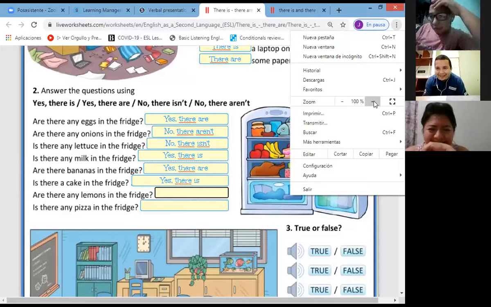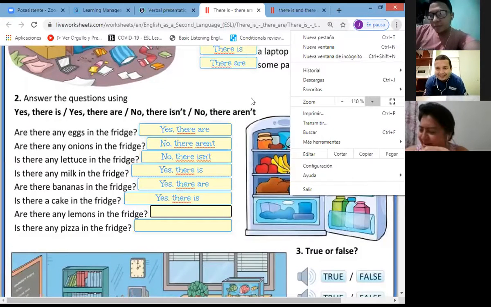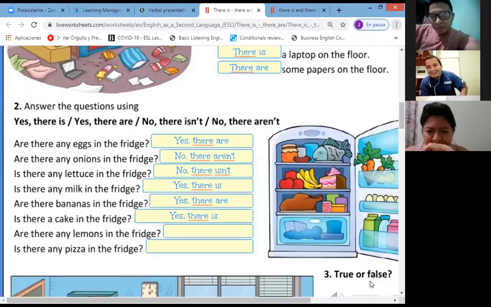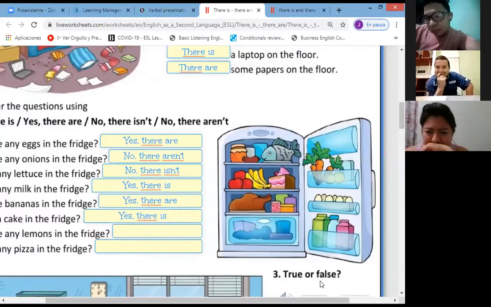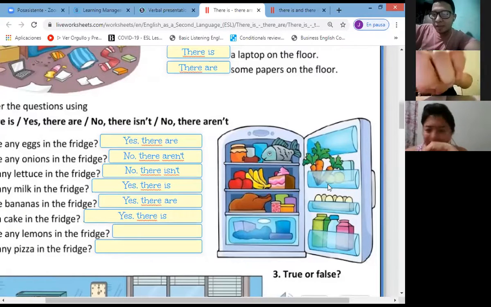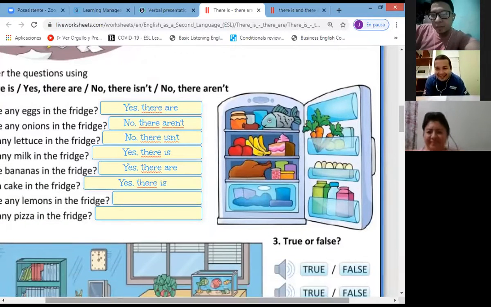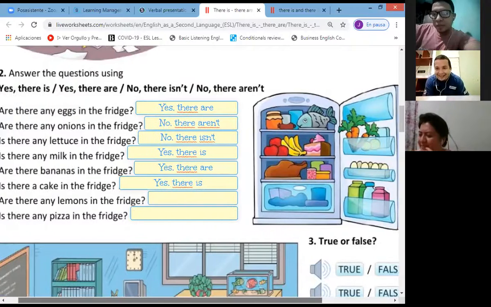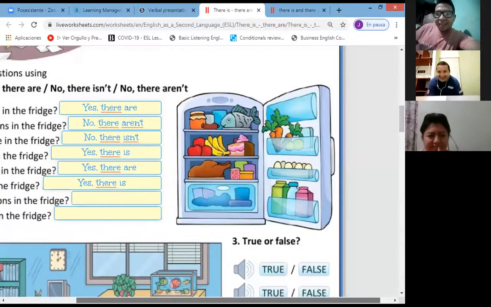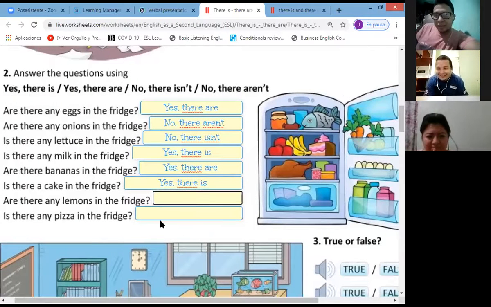Orange. Lemon. Look. Peras. Pear. Vamos a hacer pera, po. Manzanas verdes. So? It's a lemon, okay? Dejémoslo como limones. Okay. Yes, there are.